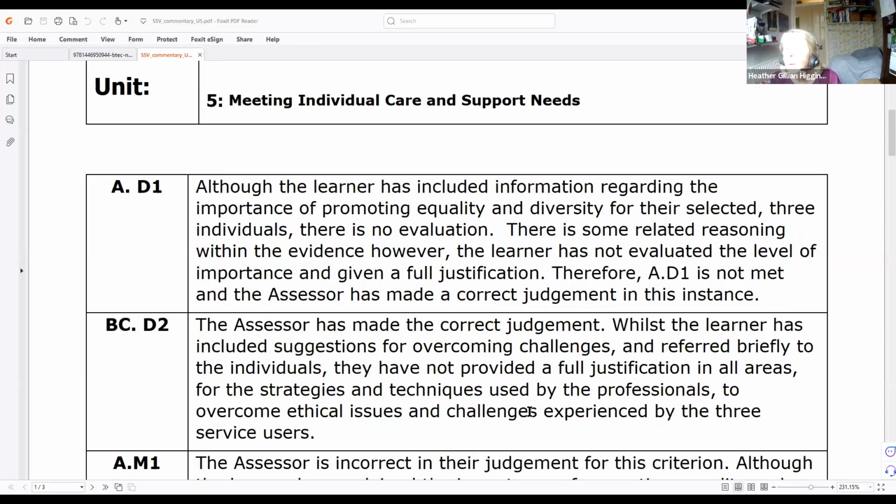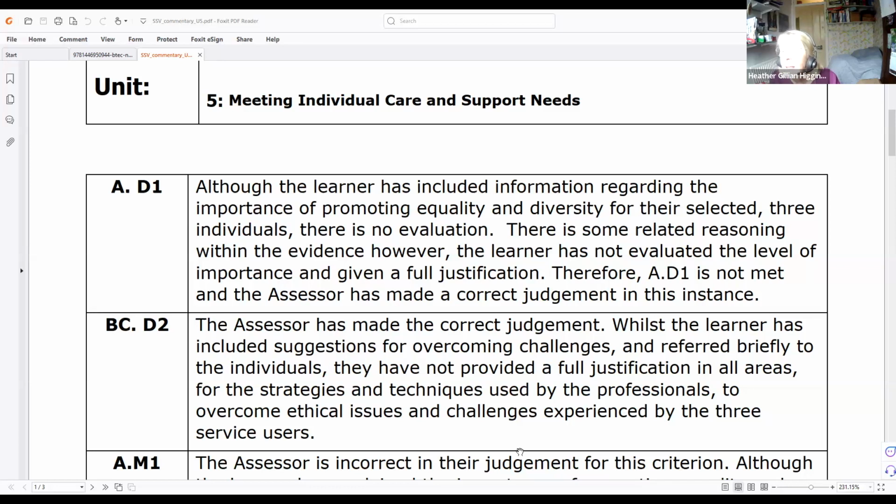BCD2, we felt that they've made the correct judgment. The learner has made lots of suggestions for overcoming challenges and referring briefly to the individuals, but they've not fully justified why all of the strategies and techniques they've used or recommended by professionals, how they've actually helped people to overcome ethical issues and challenges.